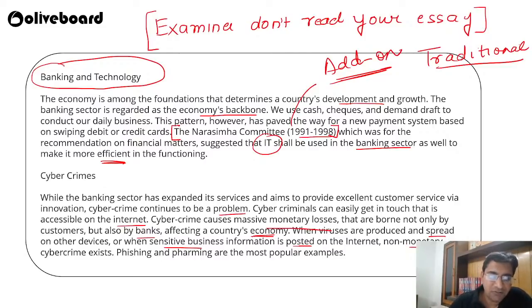Phishing, pharming, and others are the most popular examples of all these things. In the last year, some cyber criminals hacked an oil and gas pipeline in the USA, and they demanded bitcoins in order to release that pipeline. So right now, these are the things that are happening.